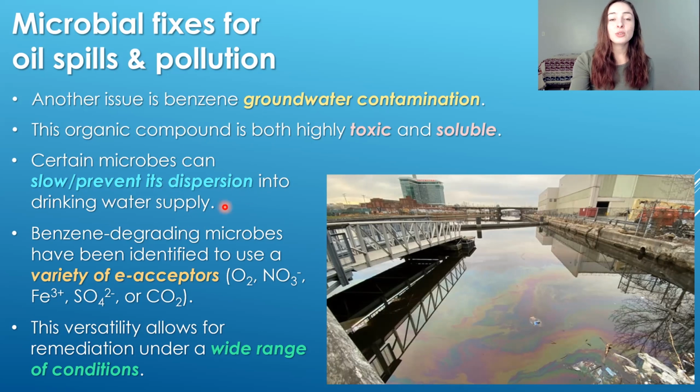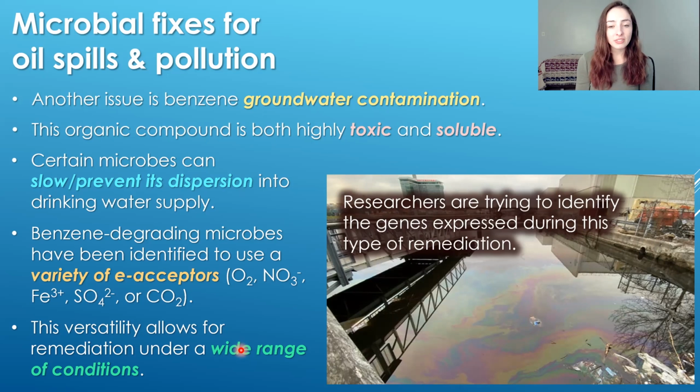And in fact, we can do this in a variety of different environments because benzene-degrading microbes have been identified to be able to use a variety of electron acceptors. That just means that they can use oxygen to respire, or even nitrate, iron, sulfate, or carbon dioxide. And so because of their versatility, that allows us to employ these microbes for remediation under a wide range of conditions.